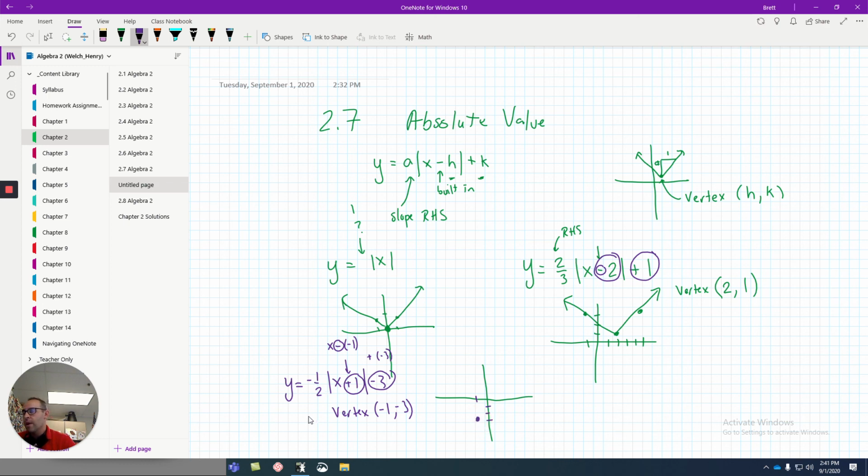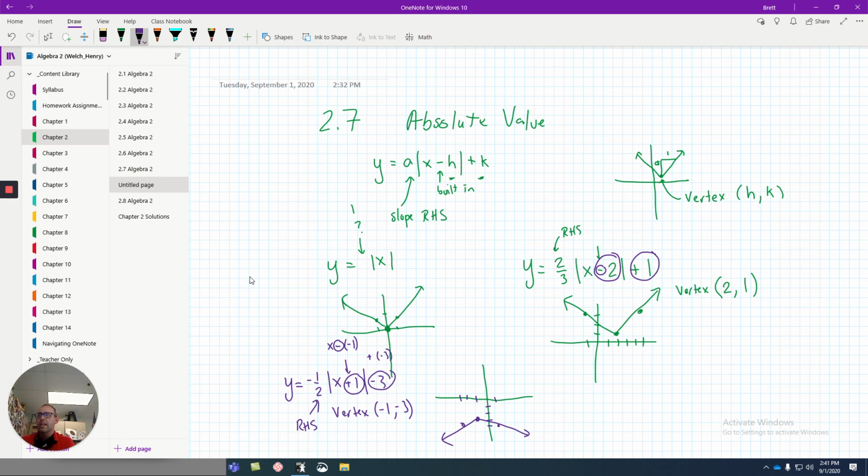The slope of my right-hand side in this problem is negative 1/2. That means I need to go down 1 and over 2. So down 1, over 2. This is going to force my v to be upside down. I go down 1 over 2 to the other side as well. And there's my upside down v that we create when we have a negative slope.